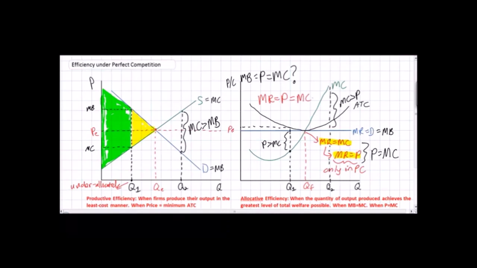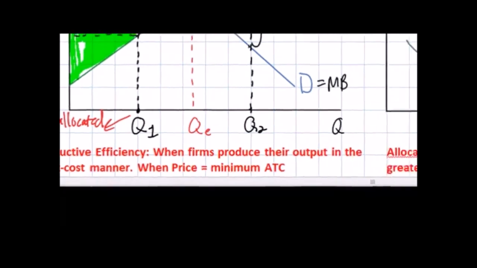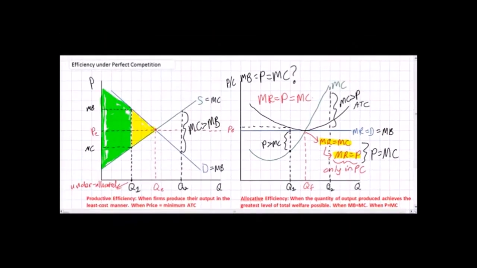So this lesson went through two different types of efficiency. Productive efficiency, which requires that firms will produce at their minimum average total cost in the long run, and allocative efficiency, which requires that firms will produce where their marginal cost equals the price of the good. Both of these conditions are met under perfect competition in the long run.